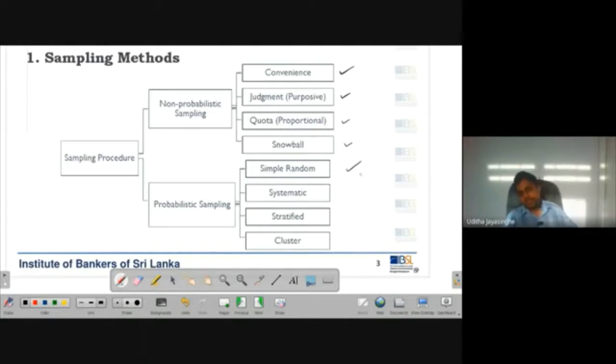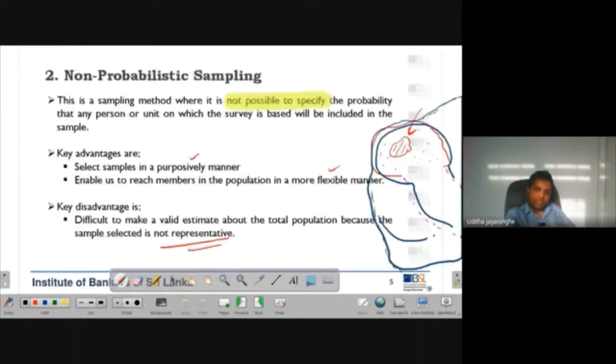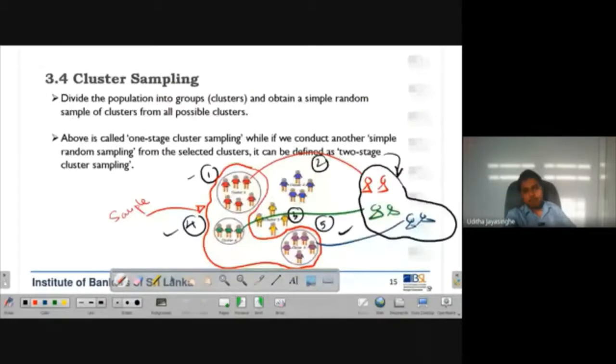A random generation mechanism will choose the items. Systematic, nth item. Stratified, you cluster them, and inside the cluster, select based on the simple random. And cluster, the whole clusters is going to be taken into the sample from multiple clusters. Those are the 4 and 4 widely used probabilistic and non-probabilistic sampling methods.